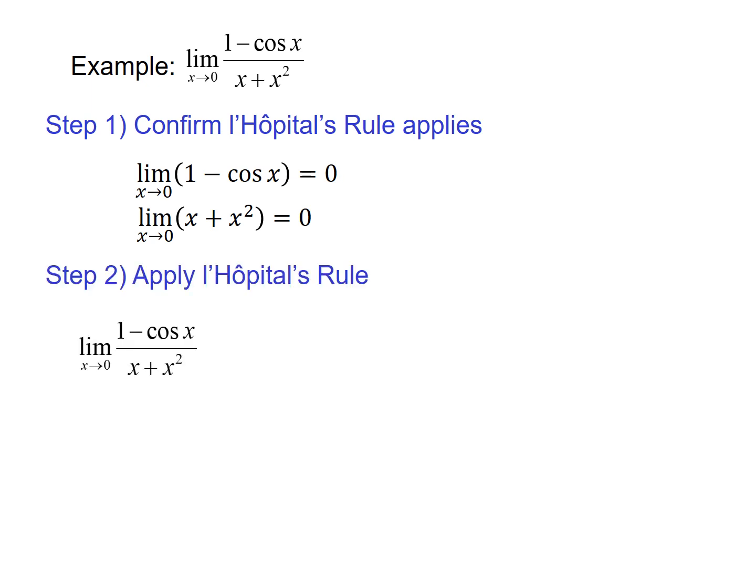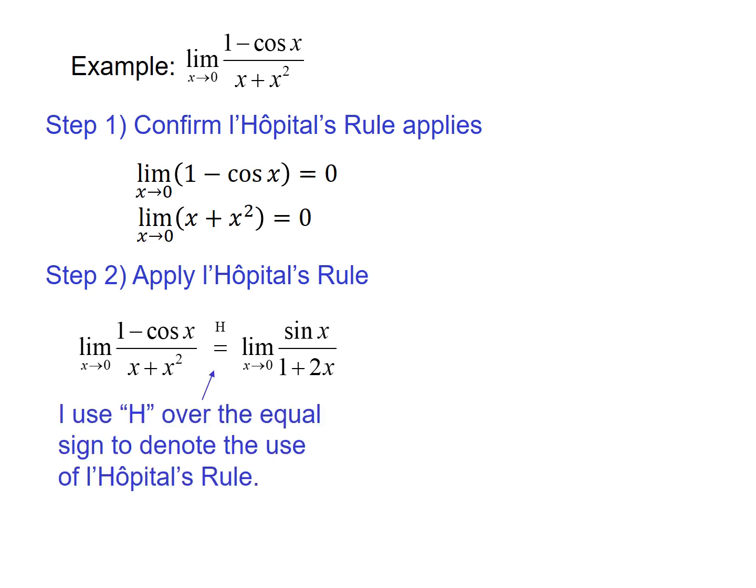So we have our original limit. Using L'Hopital's rule, I like to put a little h over the equal sign, and we take the derivative of the top, take the derivative of the bottom, and now check again. If we plug in 0, sine of 0 is 0. 1 plus 2 times 0 is 1, so L'Hopital's rule is not going to apply, and we can go ahead and evaluate. We get 0.